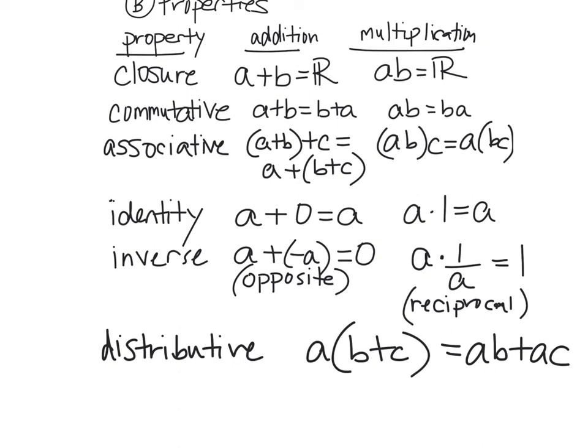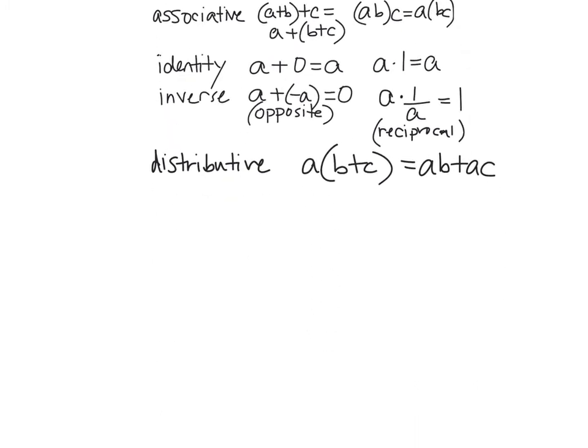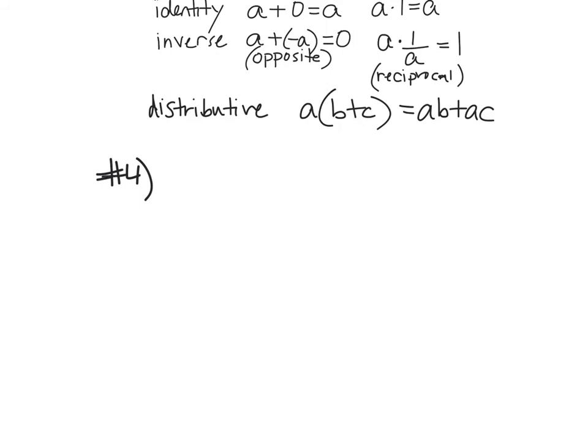Identity is pretty basic. And by the way, the book will say the identity property of addition. I don't need all that. Identity property is fine. I can see that it's addition, okay? All right, so we're going to do some examples with these. We are on number 4. A few more, and then I'll give you a chance to start your homework too.